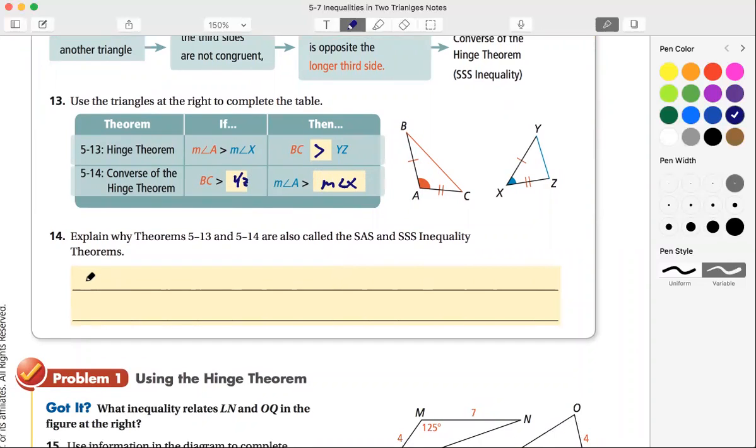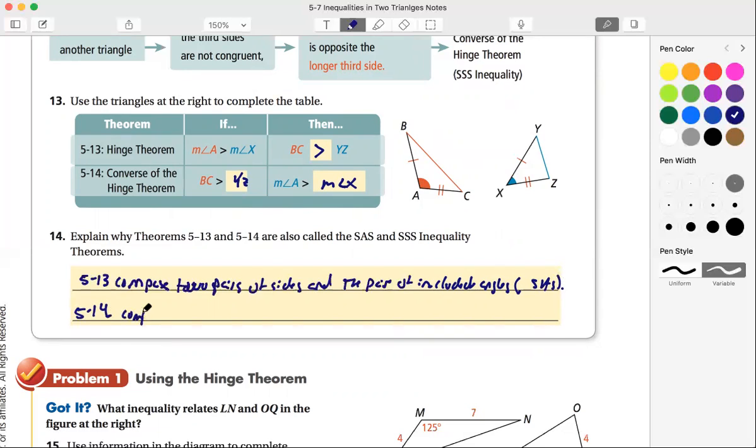So why are these like SAS and SSS? So 5-13 compares 2 pairs of sides and the pair of included angles. So that's just like SAS. 5-14 compares 3 pairs of sides. So that's just like SSS.